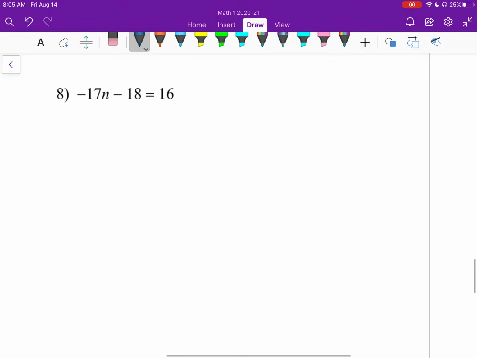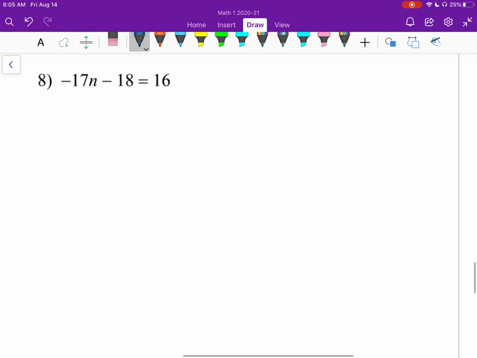Okay, last one, number 8. I'm going to start off by adding 18 to both sides. Okay, what I'm doing here is I'm grabbing the addition or subtraction that I have to do first. I know that sometime in this problem I'm going to need to divide by negative 17, but I can't do that at the beginning. I have to add 18.